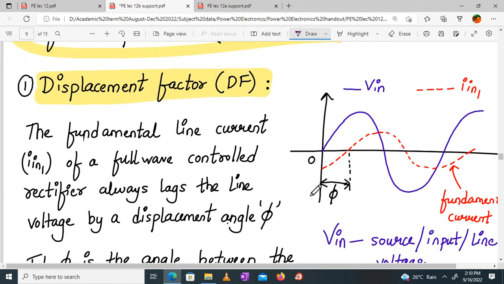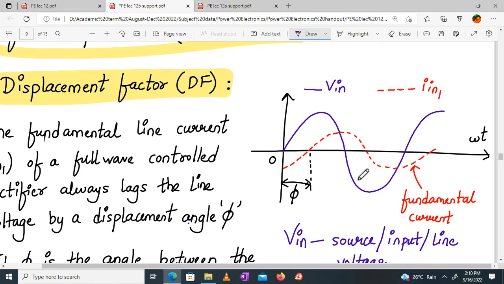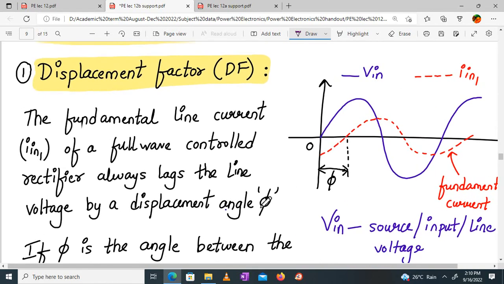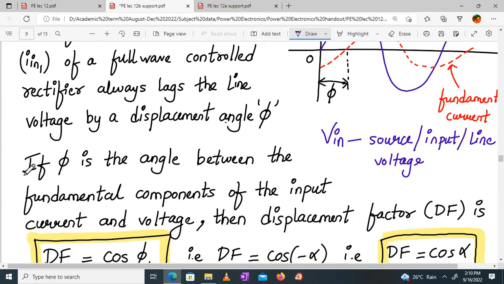So what I was saying, blue color is my line voltage. My fundamental current is delayed by phi. We have just read this, haven't we? So that phi is called the displacement angle. If phi is the angle between the fundamental components of the input current and voltage, then the displacement factor will be cos phi. Okay?